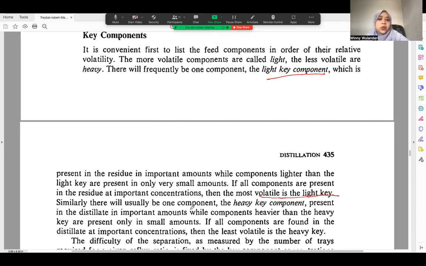Similarly, there will be one component, the heavy key component, present in the distillate in important amounts, while components heavier than the heavy key are present only in small amounts. If all components are found at important concentration, then the least volatile is the heavy key.